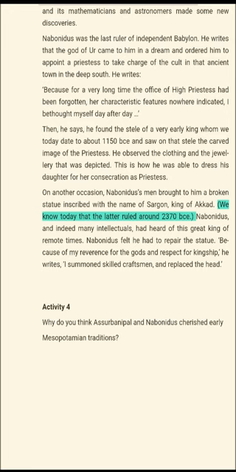On another occasion, Nabonidus's men brought to him a broken statue inscribed with the name of Sargon, king of Akkad. We know today that the latter ruled around 2370 BCE. Nabonidus, and indeed many intellectuals, had heard of this great king of remote times. Nabonidus felt he had to repair the statue. "Because of my reverence for the gods and respect for kingship," he writes, "I summoned skilled craftsmen, and replaced the head."